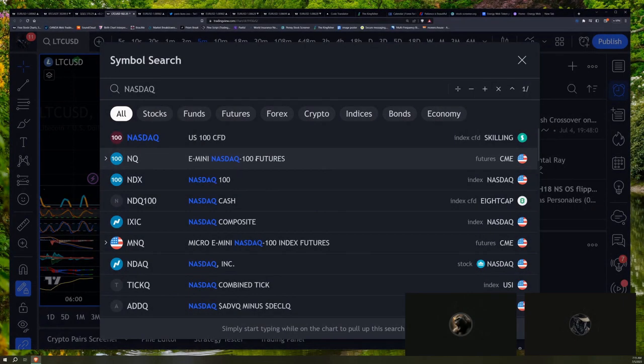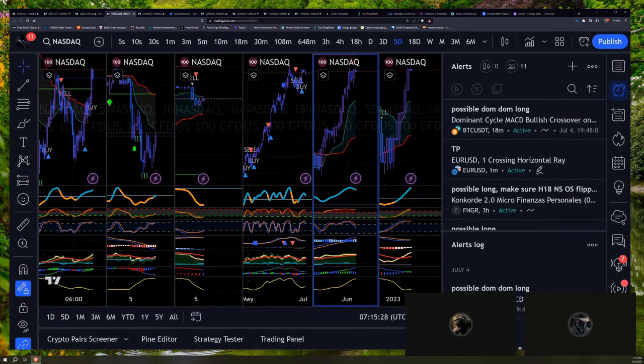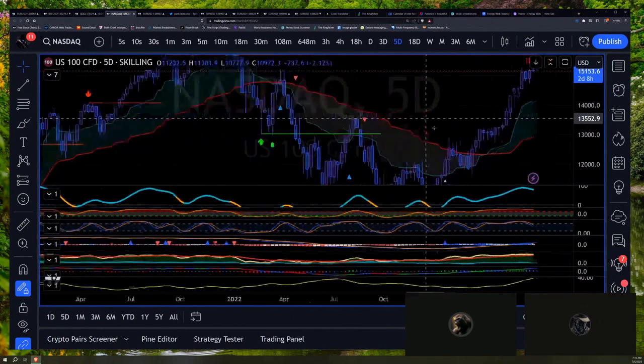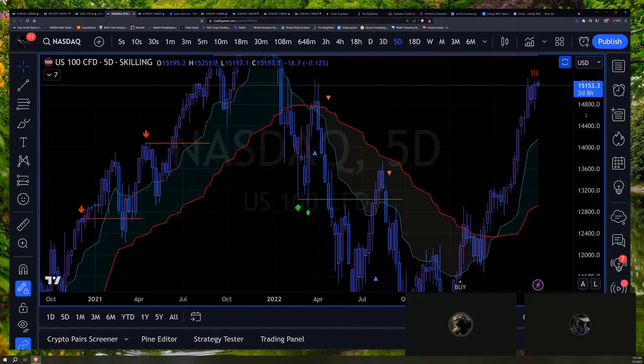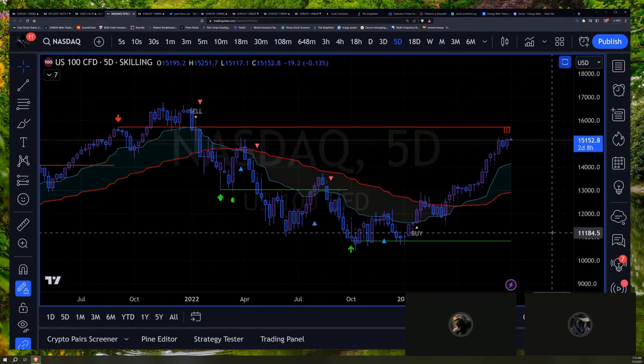So, here you can look at this index, that is one way to go. The E-mini, that's another way to look. A lot of people trade the E-mini. So let's take a look at this CFD, because I think that is going to be more international. Let's see here. We'll take a look at the CFD. Then we'll get a fresh look on this. Okay, so this is a 5-day chart.